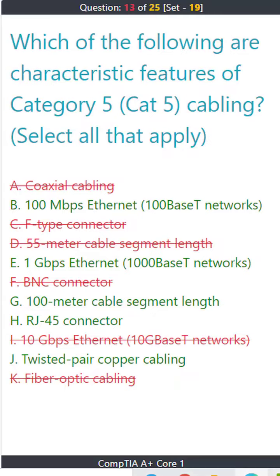The correct answers are B. 100 Mbps Ethernet, 100BASE-T networks. E. 1 Gbps Ethernet, 1000BASE-T networks. G. 100 meter cable segment length. H. RJ45 connector. J. Twisted pair copper cabling.